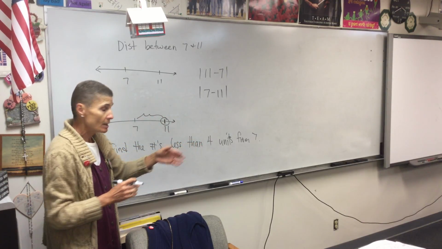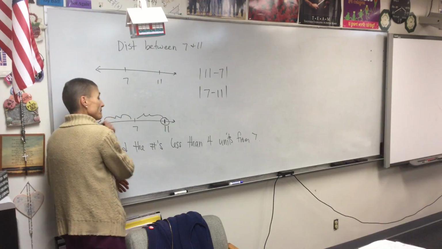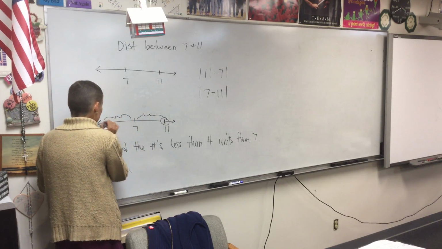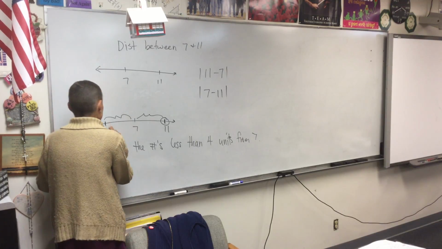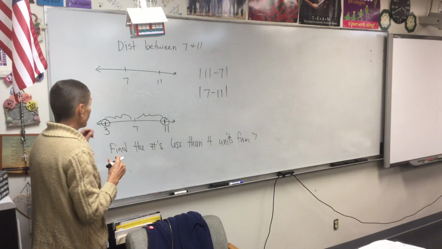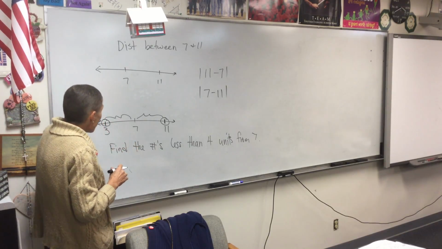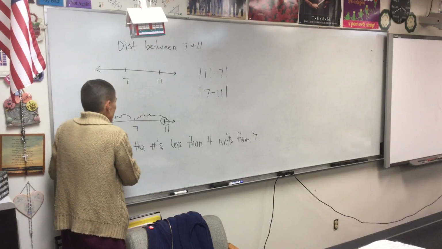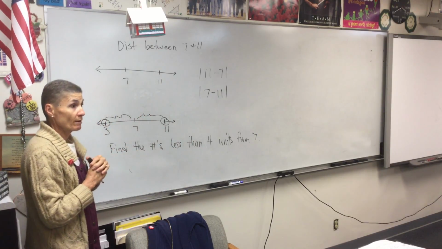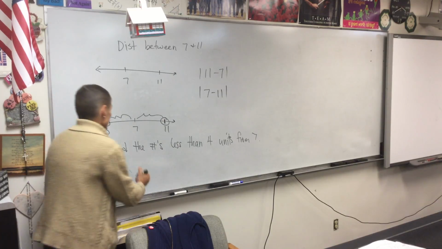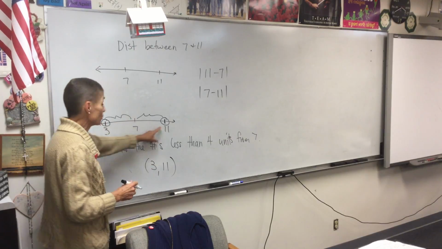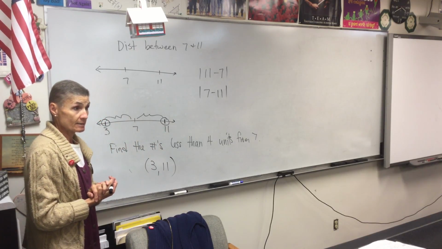Not less than. But what if we went the other way? Because we're allowed to subtract both directions. So what if we went this way? What would be this boundary? 3. And again, it can't be included. It's an open dot. So would you agree that every number in between 3 and 11 is less than 4 units away from 7? So your answer would be 3, 11 in parentheses, because those are open dots.